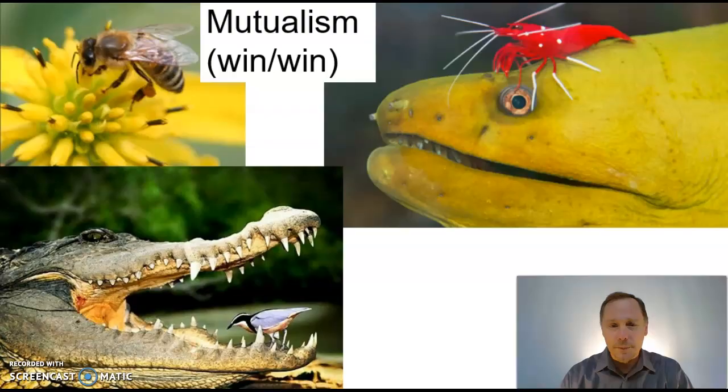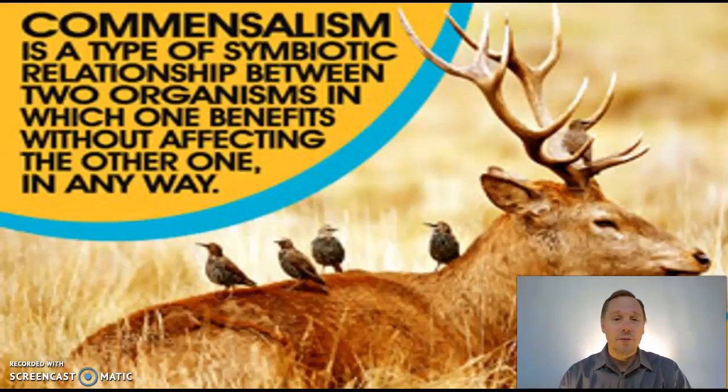It might do well. Here are a couple more examples, and I like that little bird that goes in there and picks the teeth clean from the crocodile. It takes a lot of trust to develop that relationship. Mutualism, win-win. Another type is commensalism, which is win and no effect.